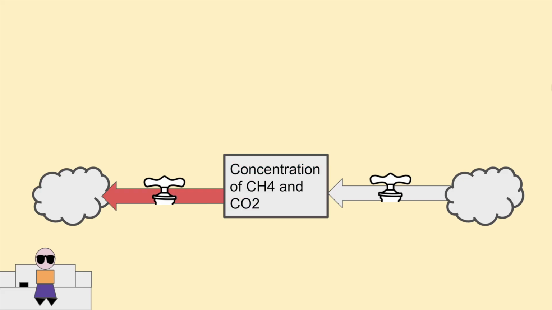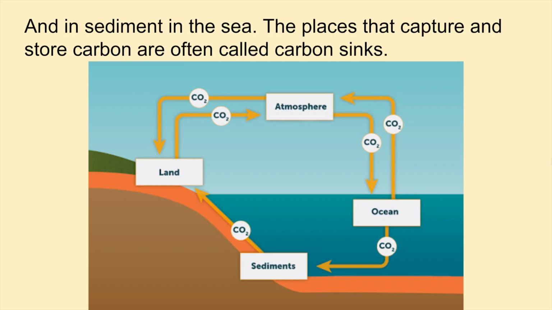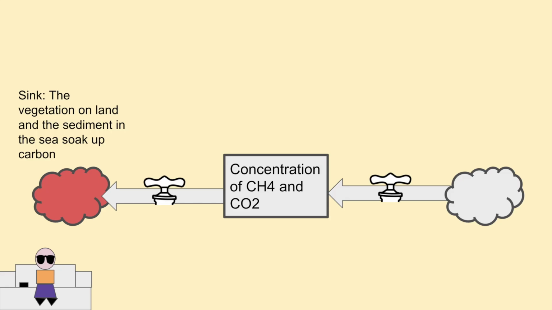Now for the flow out. Thankfully, a portion of the greenhouse gases in the atmosphere is stored back into soil and vegetation on land, and in sediment in the sea. The places that capture and store carbon are often called carbon sinks. We will call the second cloud here a sink.